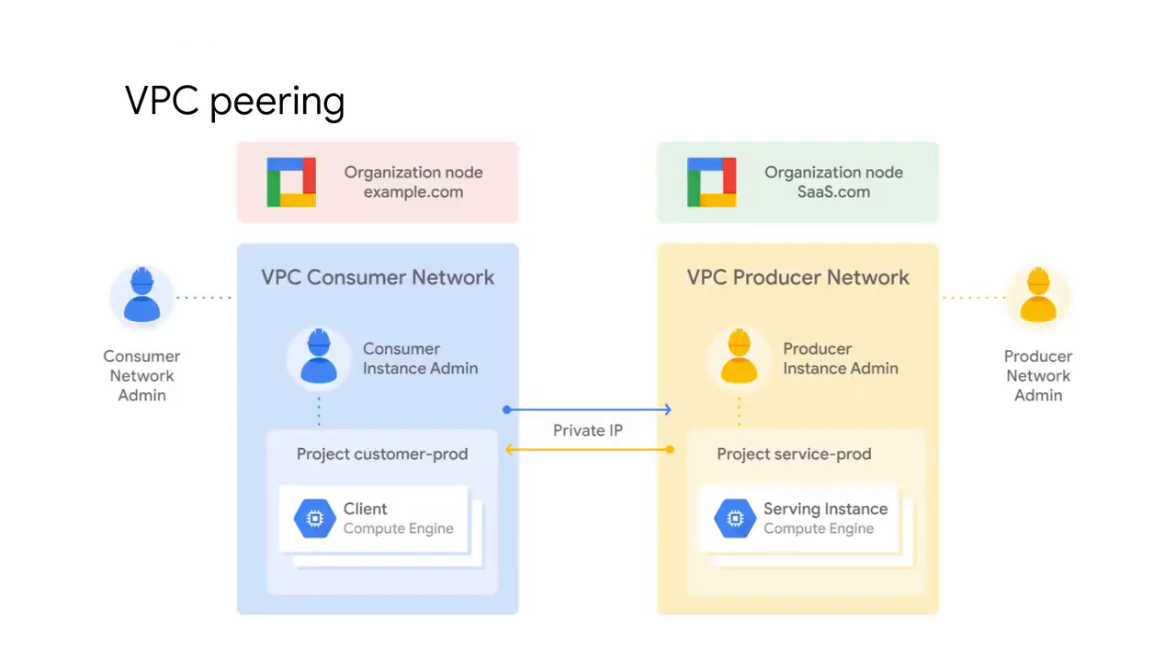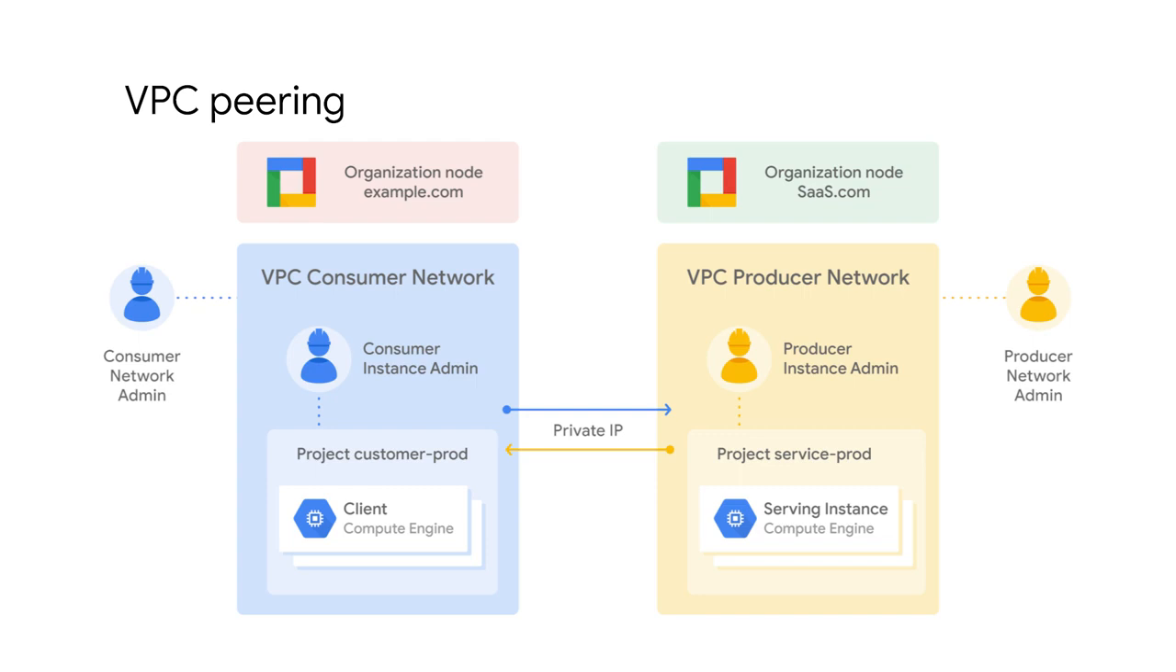VPC network peering, in contrast, allows private RFC 1918 connectivity across two VPC networks, regardless of whether they belong to the same project or the same organization. Now, remember that each VPC network will have firewall rules that define what traffic is allowed or denied between the networks. For example, in this diagram, there are two organizations that represent a consumer and a producer, respectively. Each organization has its own organization node, VPC network, virtual machine instances, network admin, and instance admin.